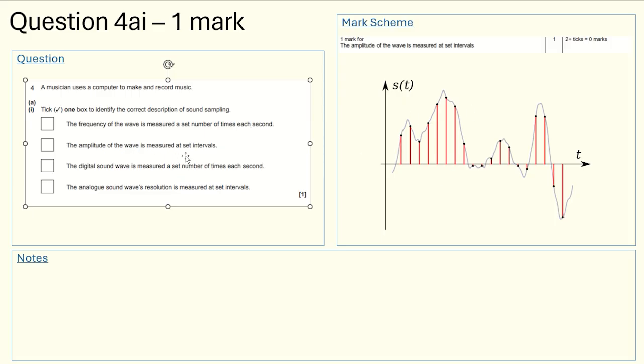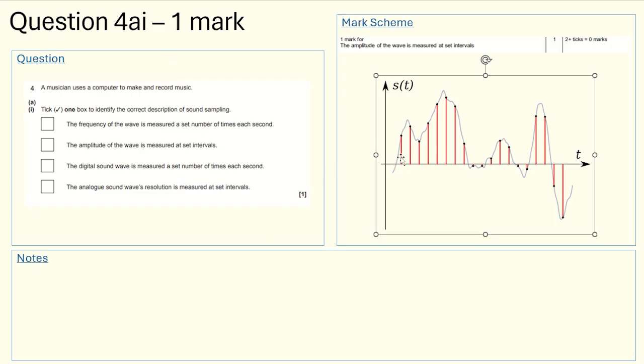The second one says the amplitude of the wave is measured at set intervals. The third one says the digital sound wave is measured a set number of times each second. And the analog sound wave's resolution is measured at set intervals. So it's tried to throw a lot of different types of terminology in here to try and get you a bit confused. What we're actually measuring at set intervals, and the set intervals is the sample rate or the frequency, is the amplitude of the wave.